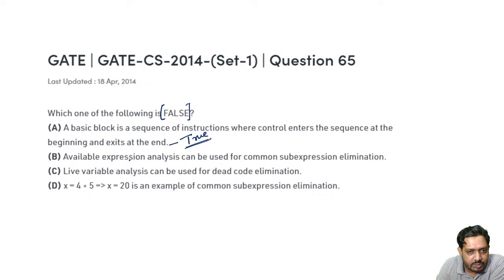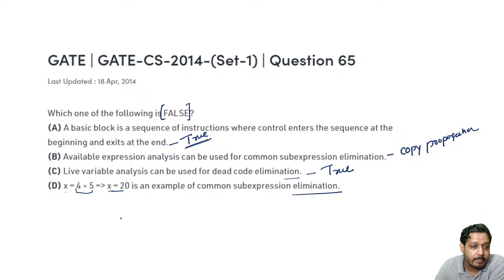True. Available expression analysis, we have not done, but I just told you that it is used for common subexpression elimination as well as copy propagation. Live variable analysis is used for dead code elimination, that we have not done, but we will do it. True. X equal to 4 into 5 is equal to x into 20 is a common subexpression elimination? No, we are not eliminating the common subexpression.